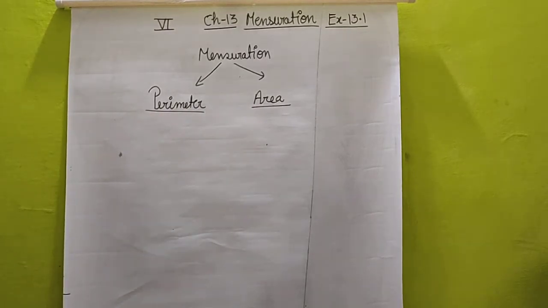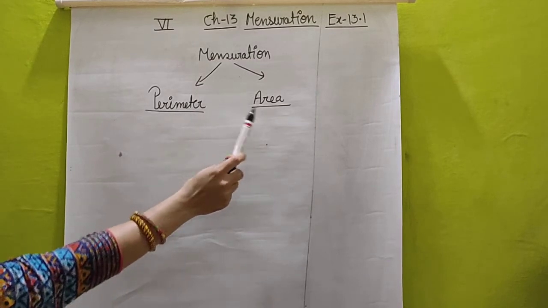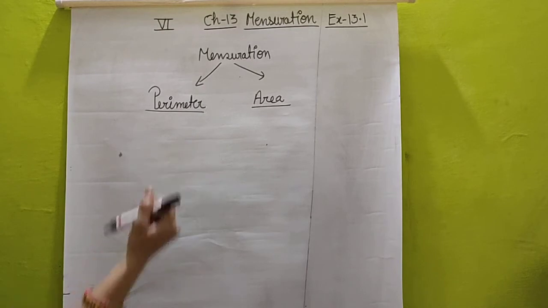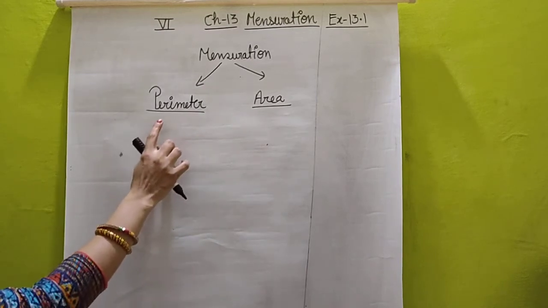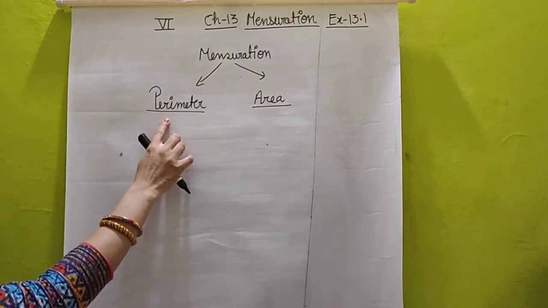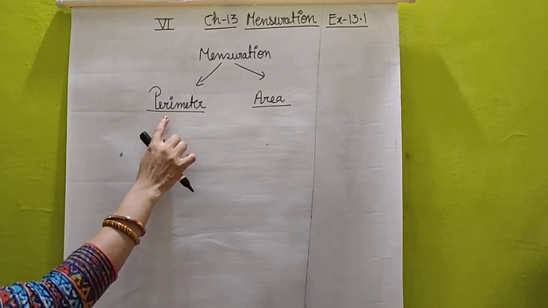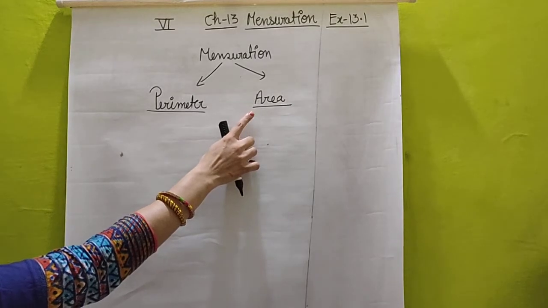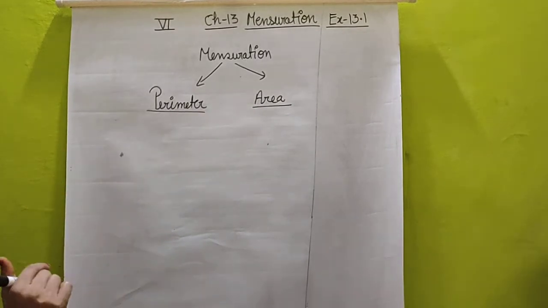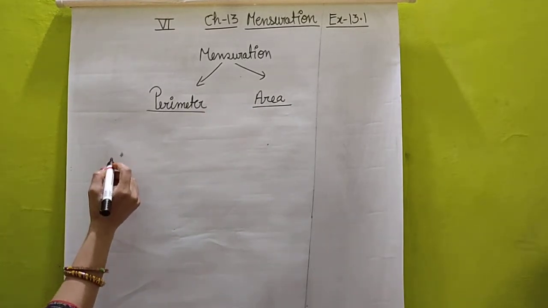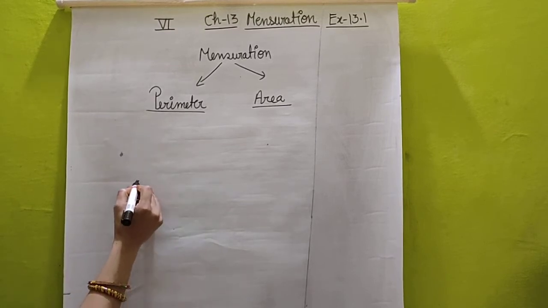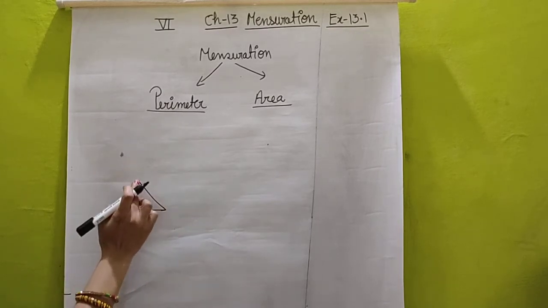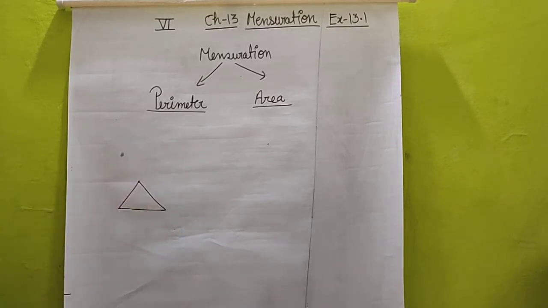Students, you are very familiar with these two terms, perimeter and area, but still we will come to know what is the difference between them. Perimeter means the length of the outer boundary, and area means the surface of the region inside. Suppose you have a triangle shape, then the perimeter of this triangle will be the length of the outer boundary.